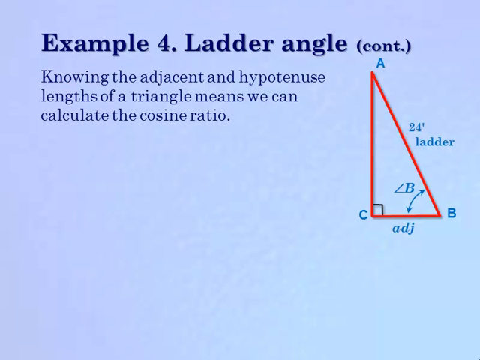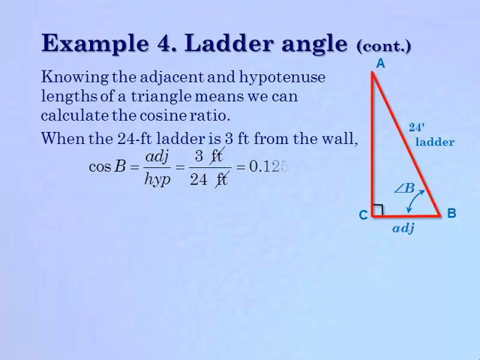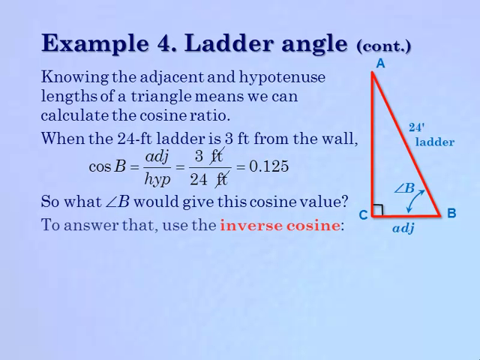So knowing the adjacent and hypotenuse lengths of a triangle means that we can calculate the cosine ratio. Remember that? So when the 24-foot ladder is 3 feet from the wall, the cosine of the angle B will be equal to the adjacent length divided by the hypotenuse length, which in our case is 3 feet divided by 24 feet. The feet will cancel and we'll have a ratio of 0.125. So now, what angle would give a cosine of 0.125?